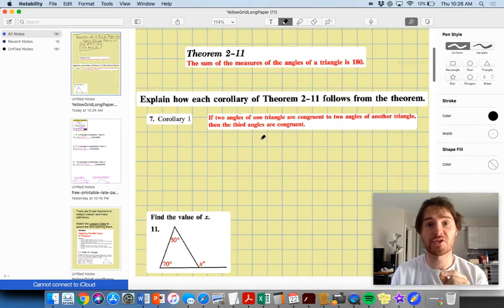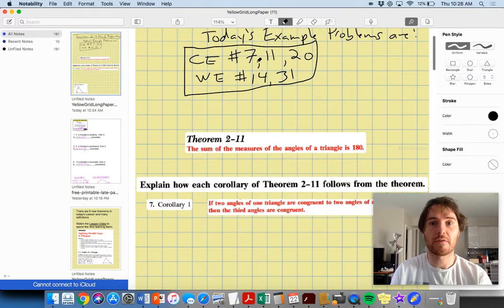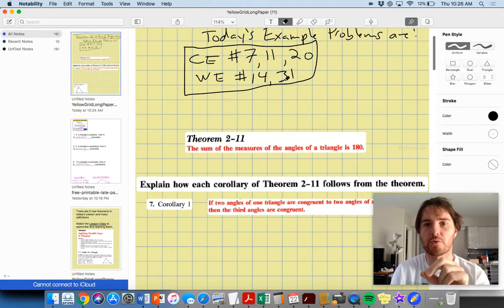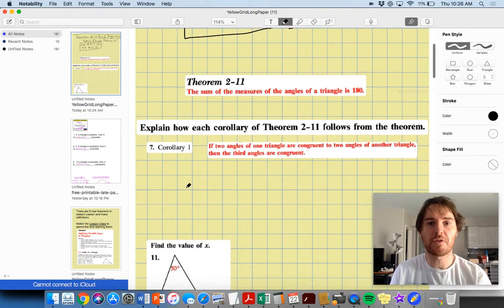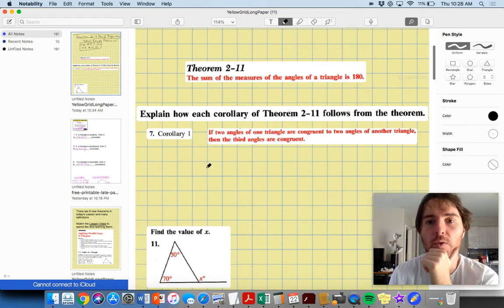All right, without further ado, let's go ahead and get into it. So for my classroom exercises, I'm just going to do 3 of them as examples, and written exercises just 2, one of which is a proof, so this will take a little bit longer. Starting with number 7 here, it says, explain how each corollary of theorem 211 follows from the theorem.